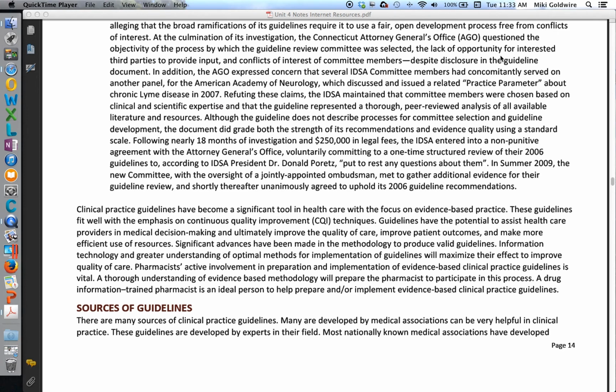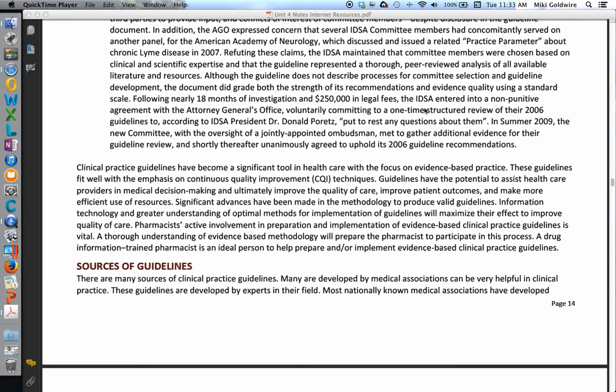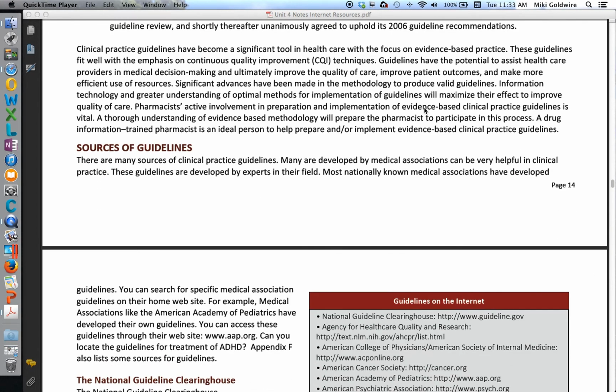Now I'd like to turn to sources of guidelines. There are many sources of clinical practice guidelines. Many are developed by medical associations and can be very helpful in clinical practice. These guidelines are developed by experts in their field. Most nationally known medical associations have developed guidelines.